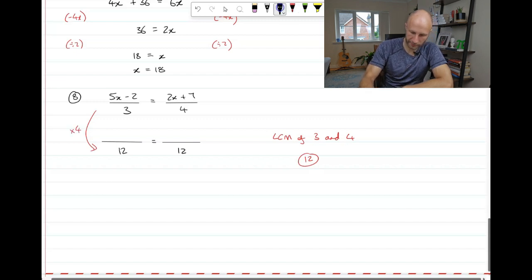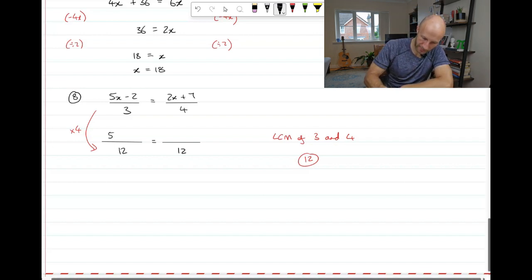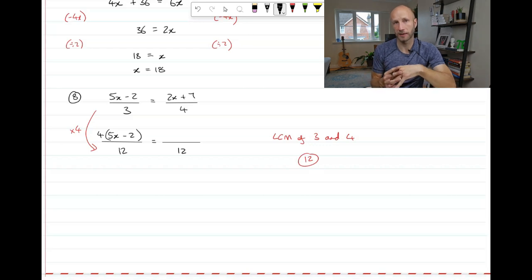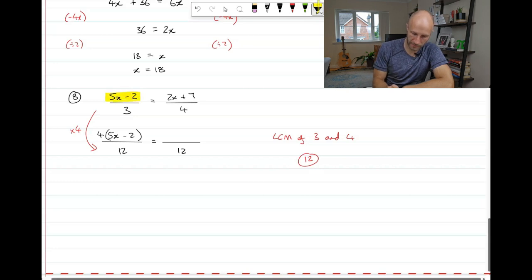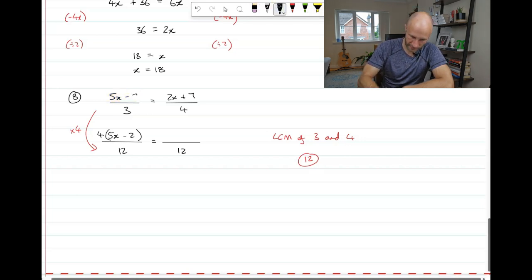Here I've times the bottom by 4, so I've got to do the same to the top, times the top by 4. What I would strongly recommend here is that because it's made up of two things, the 5x and the minus 2, it goes in a bracket, and you put a 4 on the outside. You can do 20x minus 8, but mistakes can creep in later if the question changes slightly. So I would always put the number on the outside when you've got more than one term. So 2 terms here, they're going to both need to be multiplied by 4, and the best way of indicating that is to put a bracket round that. And the same on the other side.